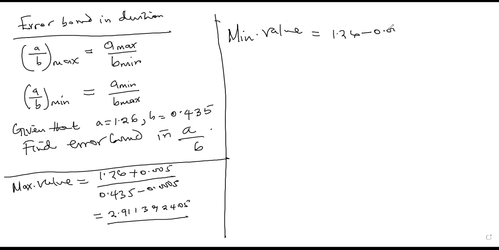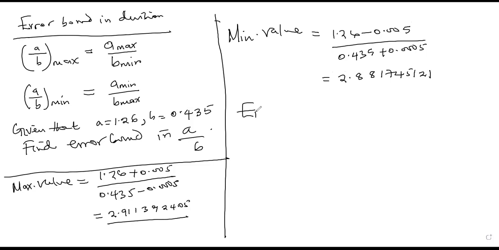Minimize by subtracting its maximum error, 0.05, over maximum of B, 0.435. We add to get the maximum 0.0005, and this one will give you 2.88174521. So we can get the error bound using the method we've been using.